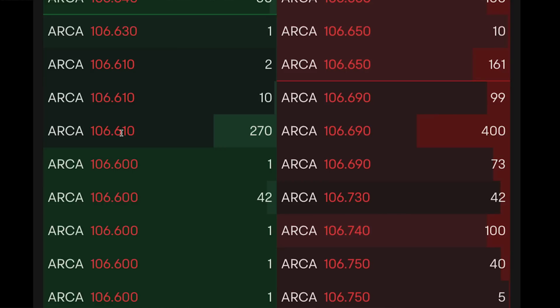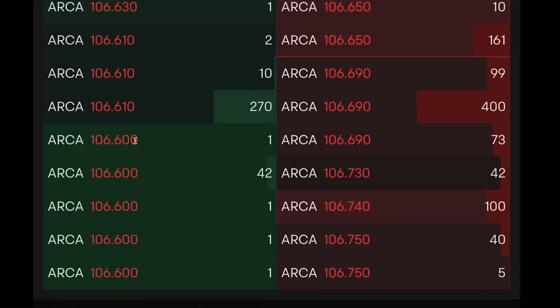But if I then come in and sell a few more shares, then it's going to come down to this guy at 106.60, and then the rest will be sold then to this guy at 106.60 as well. And see, all of these are the same price. That's because they all want the same price. However, this guy just got in line first. This guy got in line second.